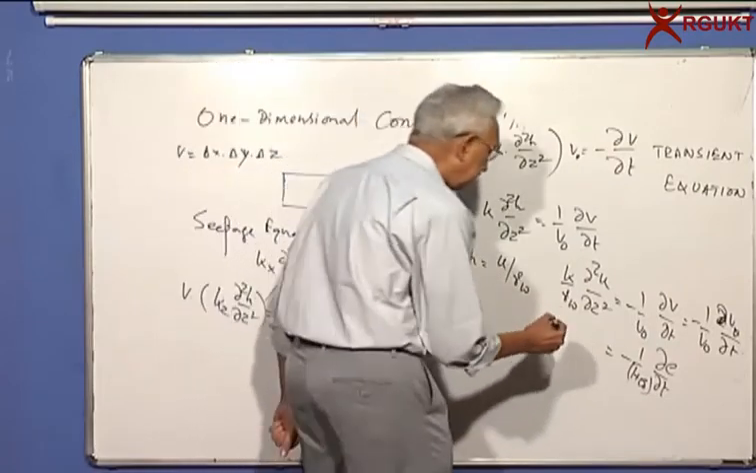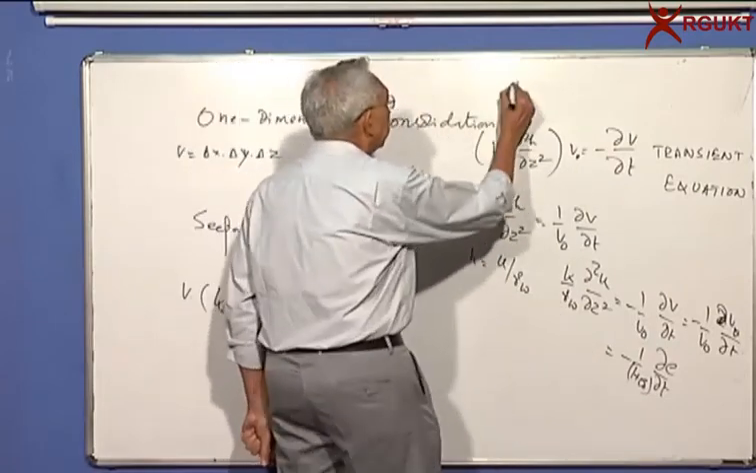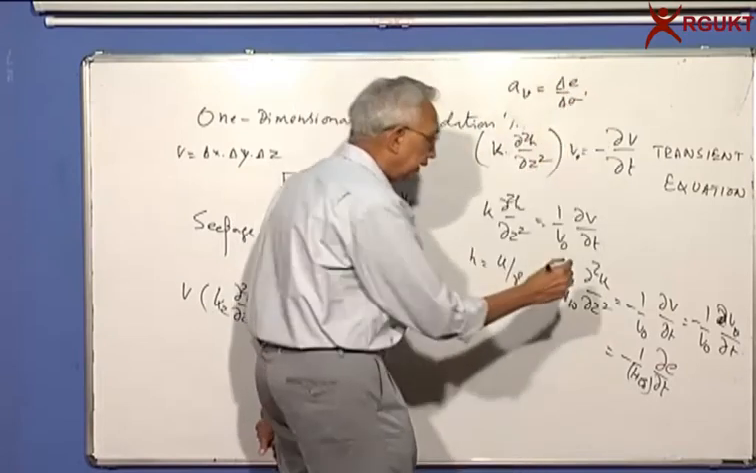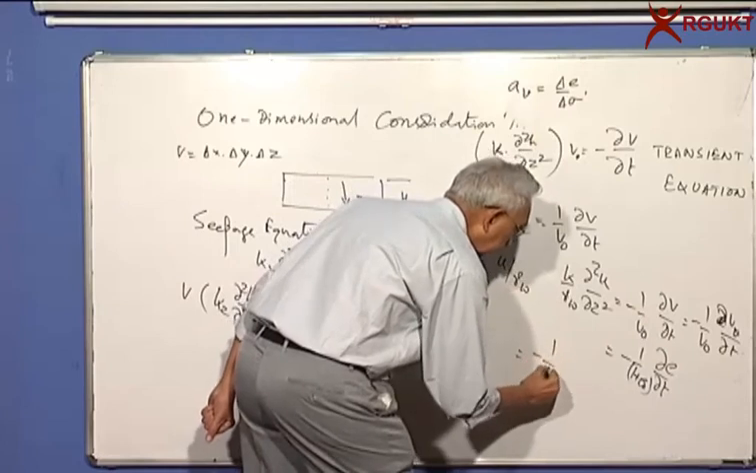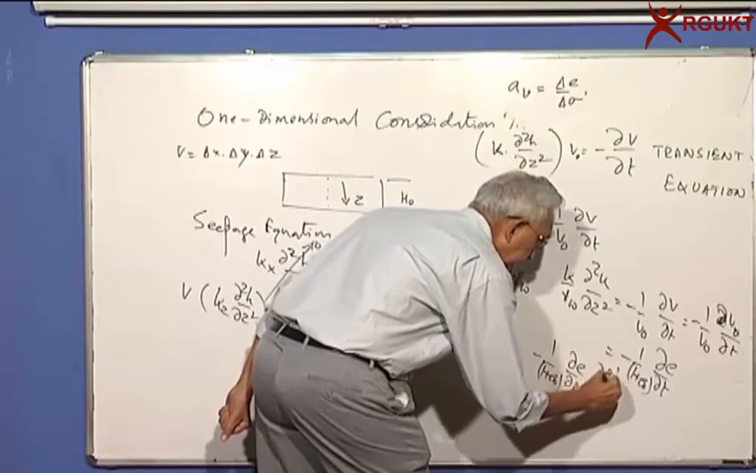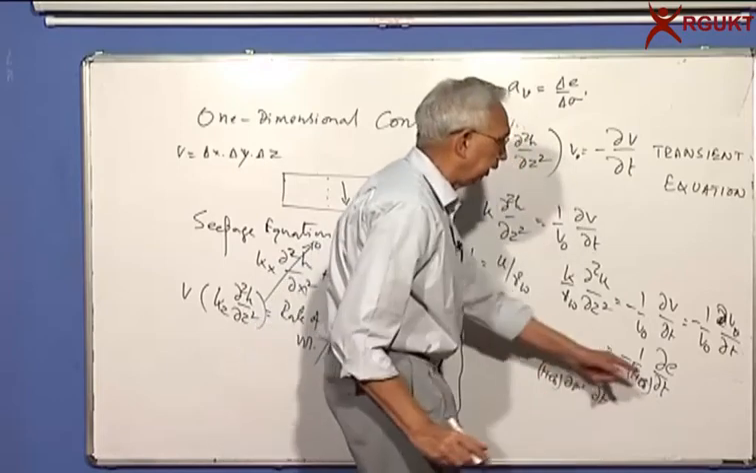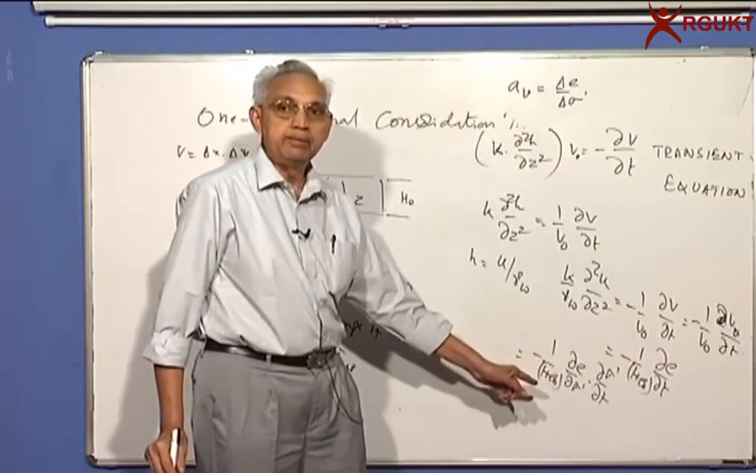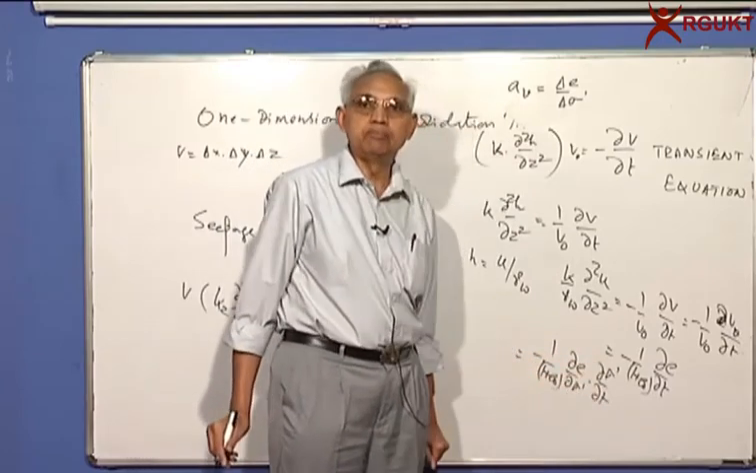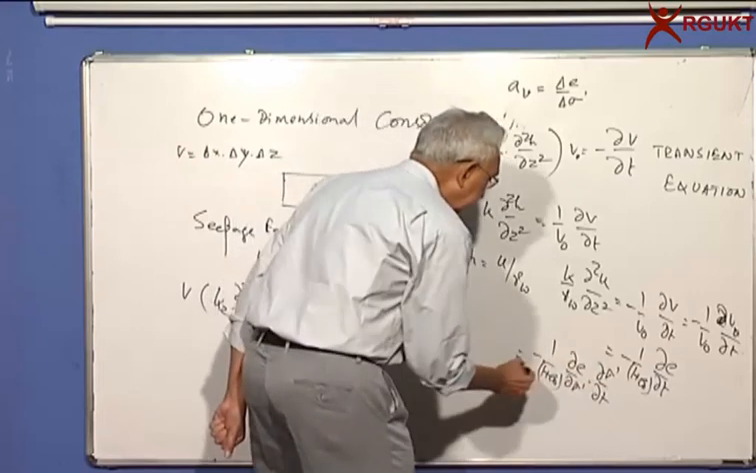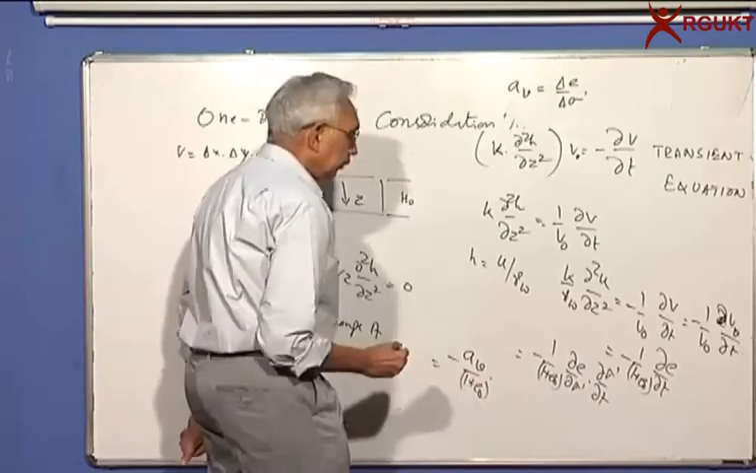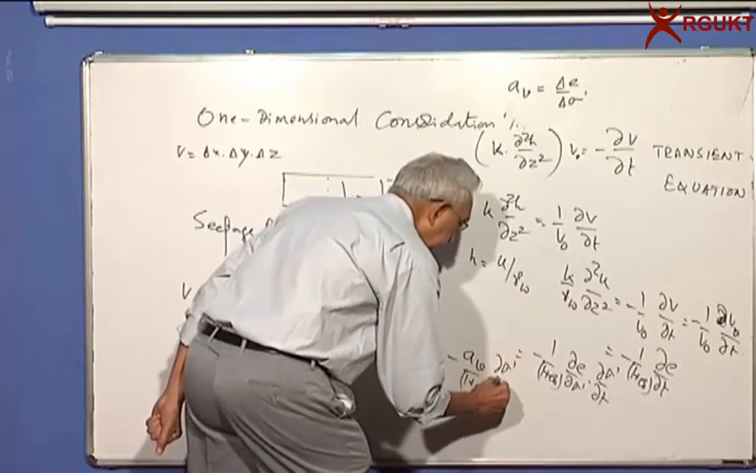We can simplify saying that because we have defined a_v is equal to delta e by delta sigma prime, can I write this as minus 1 plus e naught, delta e by delta sigma prime into delta sigma prime by delta t. Very simple. I substitute for delta e by delta sigma prime, and I get delta sigma prime by delta t. Can I write now? This is nothing but a_v. So this becomes minus a_v by 1 plus e naught into delta sigma prime by delta t.